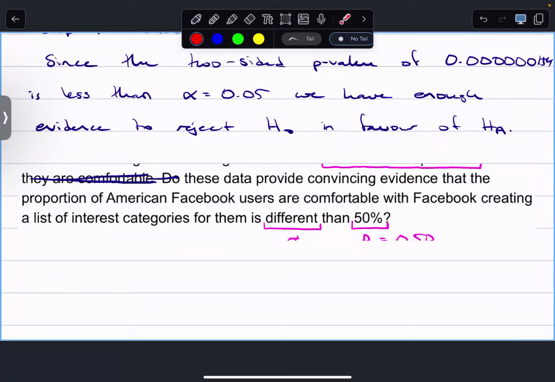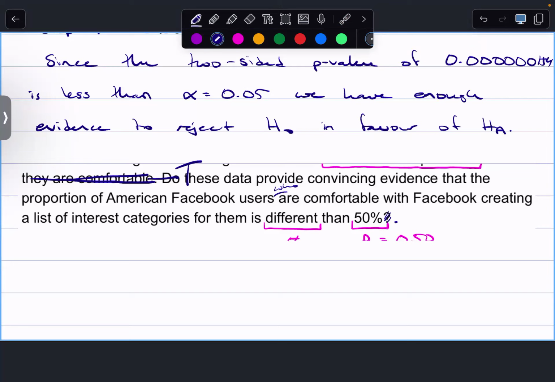Do these data provide convincing evidence that the proportion of American Facebook users who are comfortable with Facebook creating a list of interest categories for them is different than 50%? Just as a statement: these data provide convincing evidence that the proportion of American Facebook users, who, here just for clarity, are comfortable with Facebook creating a list of interest categories for them, is different than 0.5 or 50%. No question mark, period.